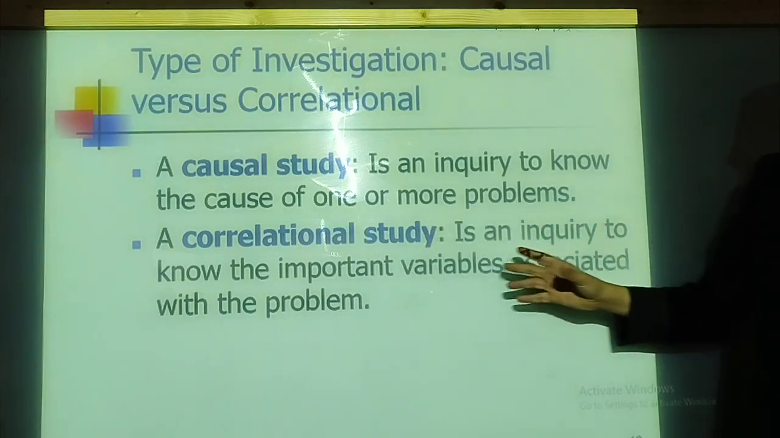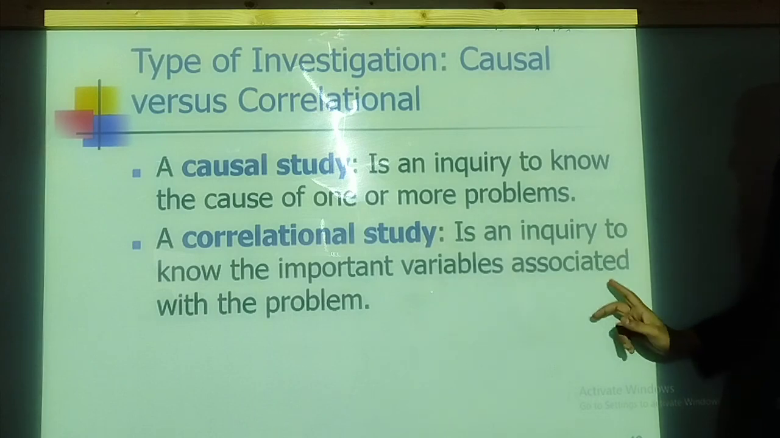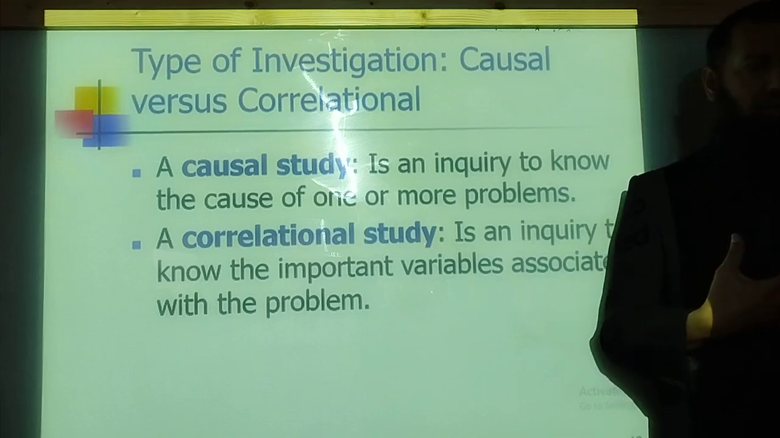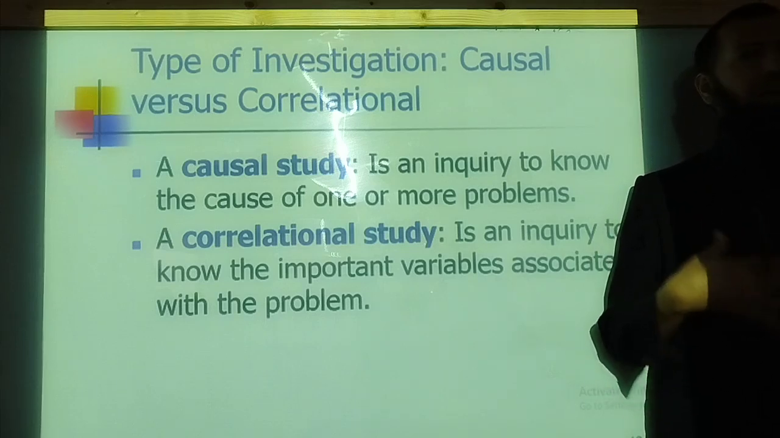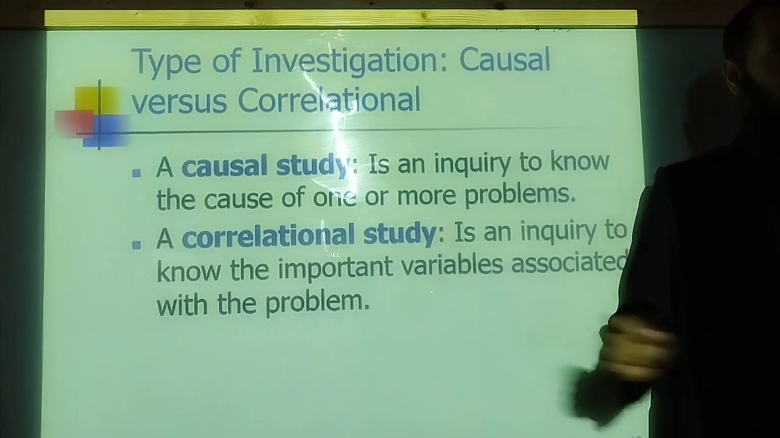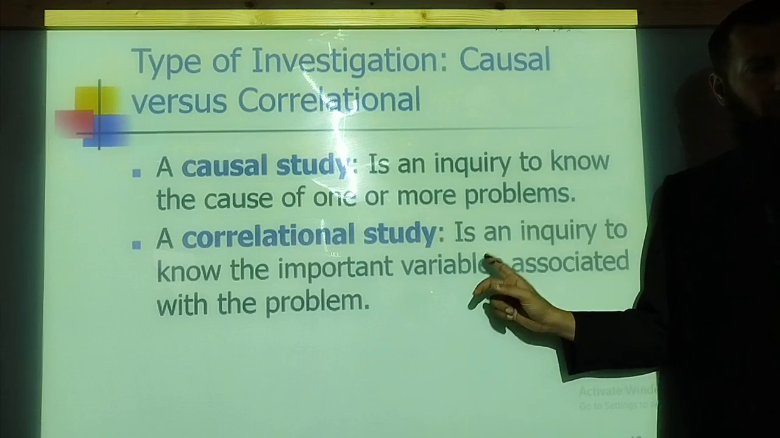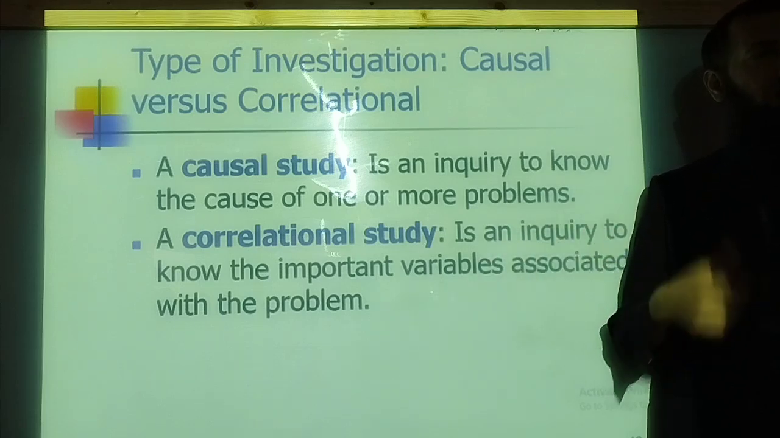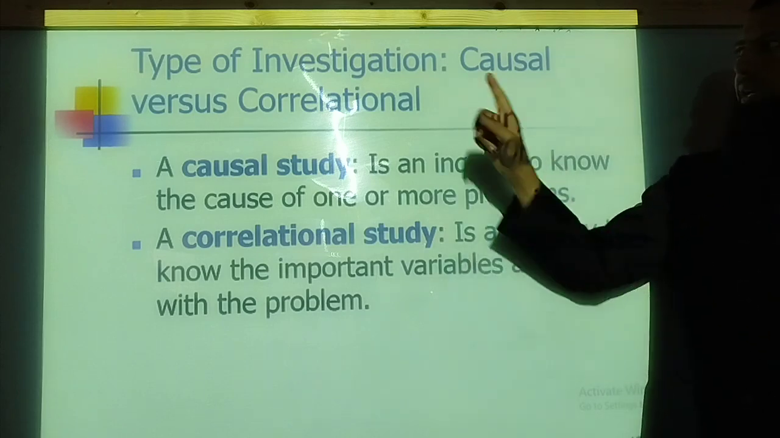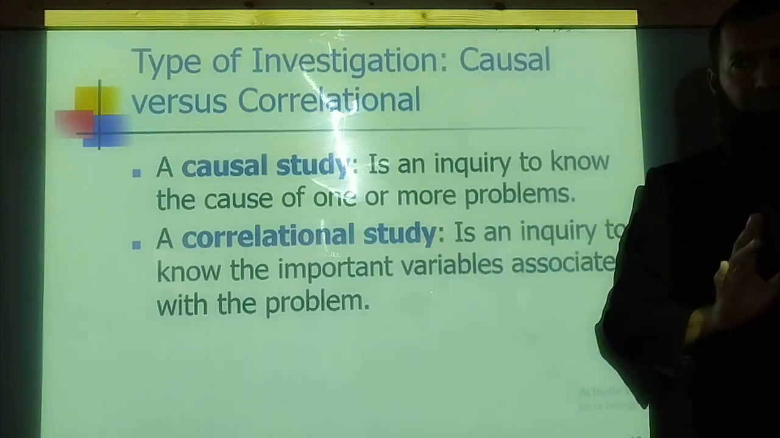Okay, a correlational study is an inquiry into how the important variables associated with the problem are interlinked. Associate means relationship. So we usually go with the correlation. Note it down: we usually go with the correlational study. If you ask me what is more important, the type of investigation which is more important for you is the correlational study.